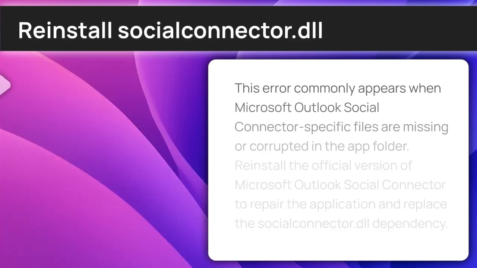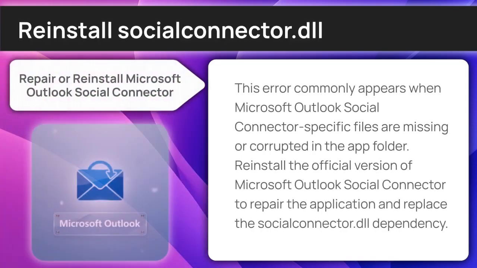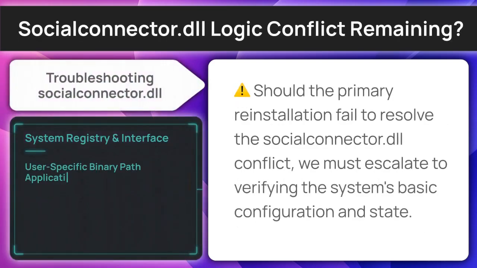This error commonly appears when Microsoft Outlook Social Connector specific files are missing or corrupted in the app folder. Reinstall the official version of Microsoft Outlook Social Connector to repair the application and replace the Socialconnector Library DLL dependency. If you are still encountering the error after following the official setup, it's time to investigate the underlying system architecture.